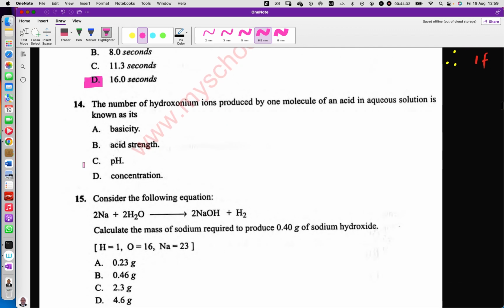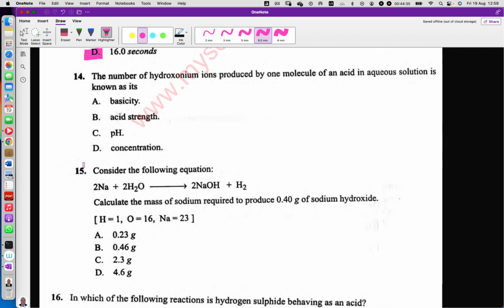Now let's go to question number 14. The number of hydronium ions present or produced by one molecule of an acid in aqueous solution is known as its... it is not its concentration, it is known as A, basicity.